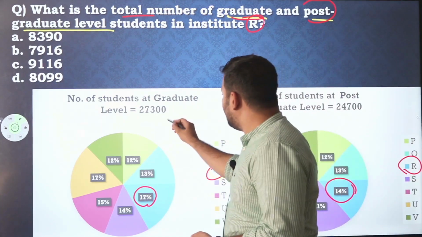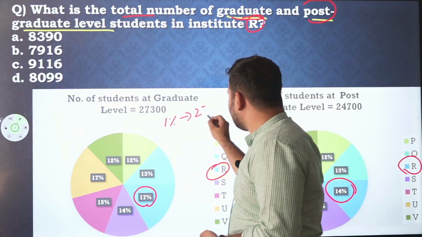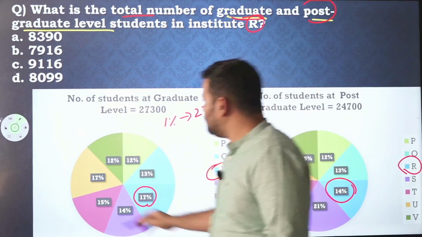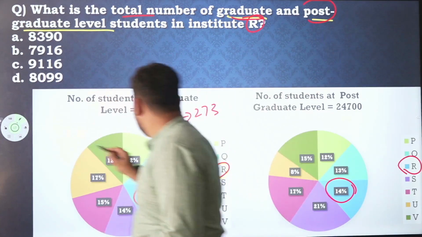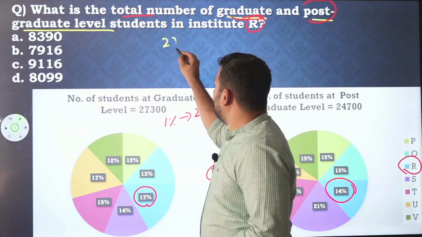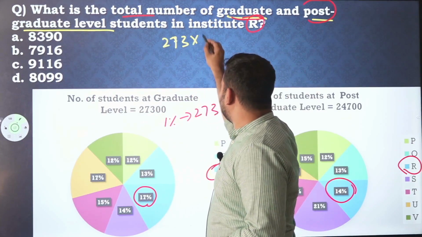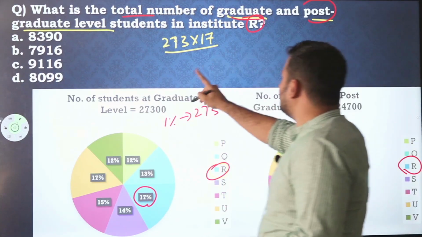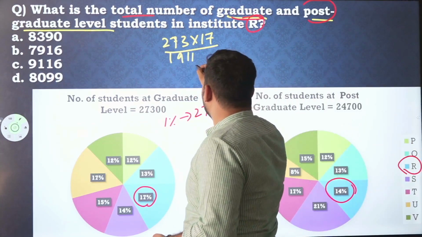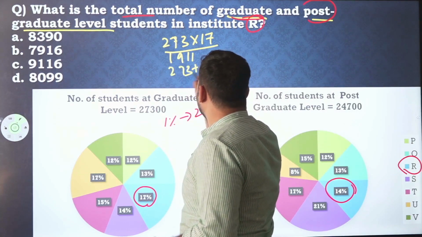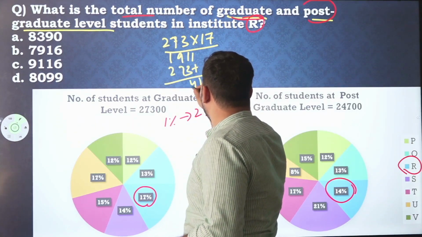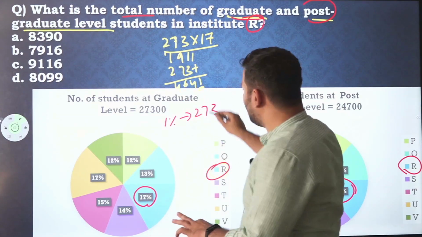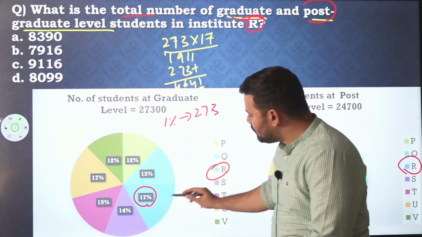Now, graduates in R, okay. So, I have already told you here, 1% is 273. I have shown you how, okay. Now, 17%. So, 17% is nothing but 17 into 273. Or can I say 273 into 17? How much is this going to be? 7 7s are 49, 7 3s are 21. So this is 1911 plus 273. So 4641. 4641 is the total number of graduates from R.